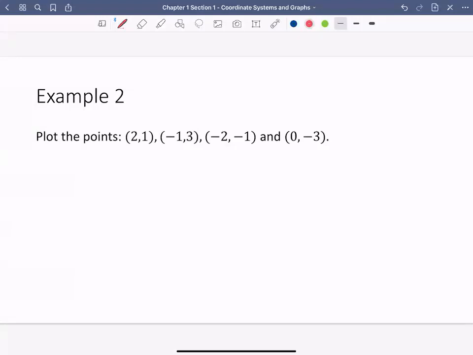All right, so I'm going to draw my x and y axes here. 1, 2, 3, 4, 5. 1, 2, 3, 4. 1, 2, 3, 4. 1, 2, 3, 4. Okay, I got a little crazy with my tick marks there, but at least they're big enough you can see them.